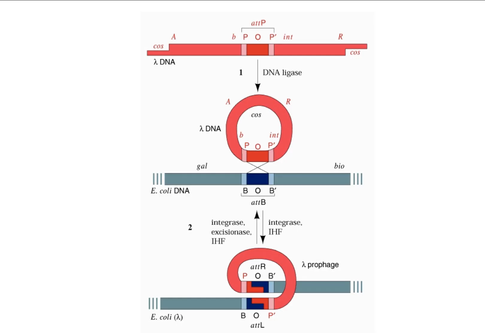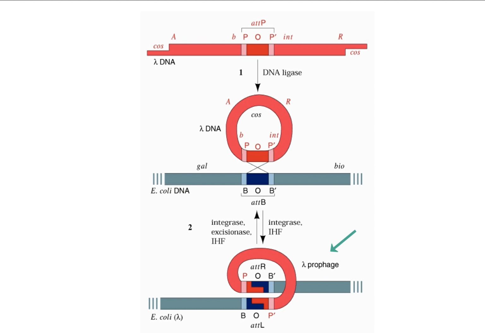Here's a little more detail about that. So on the lambda at the top in red, there's a site that is in the form of POP prime, and then on the bacterial chromosome there's a BOB prime. Those are complementary regions, and then you get a crossover in the middle of that and reformation of the chromosome, inserting the lambda genome into the E. coli genome, creating the lambda prophage, which will then remain there. And every time the bacterial chromosome is replicated, the prophage also is replicated.